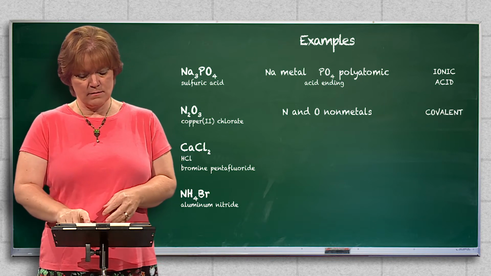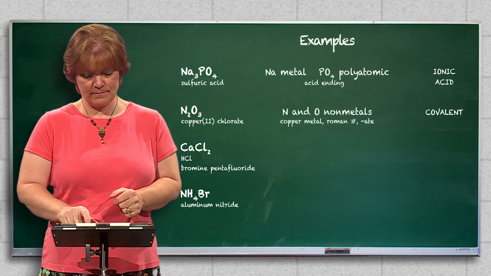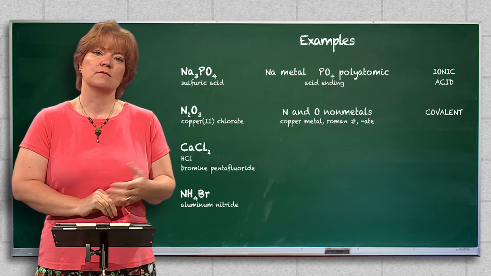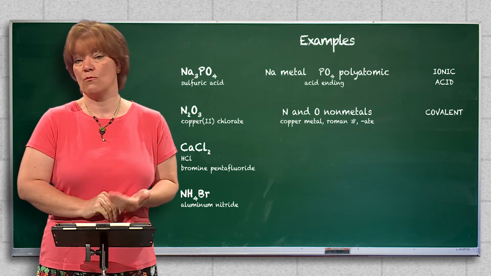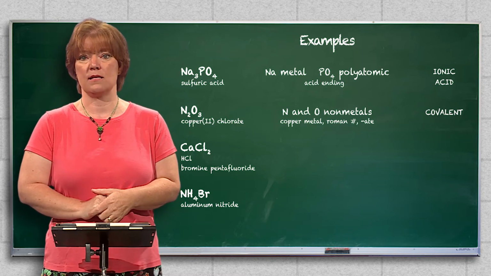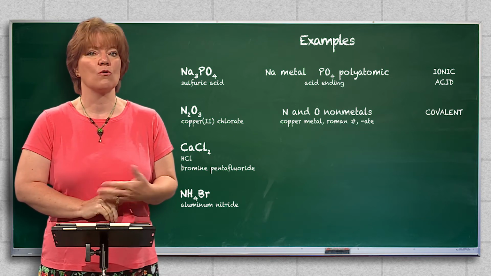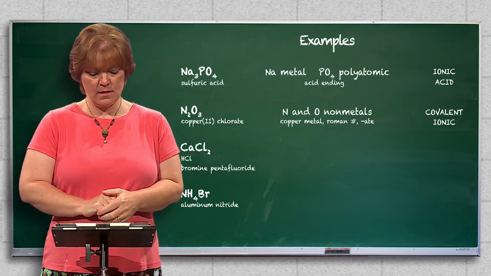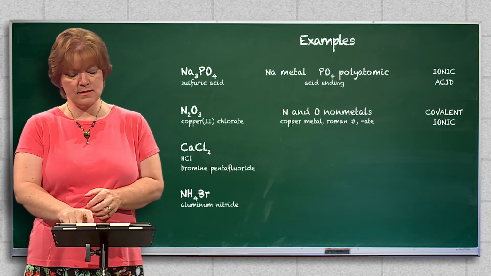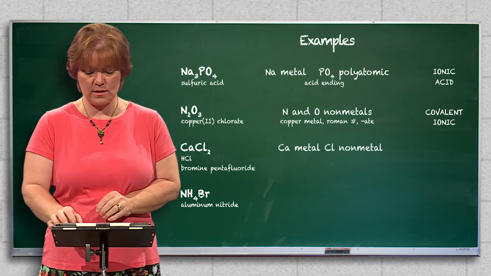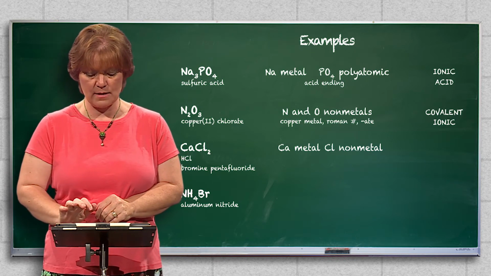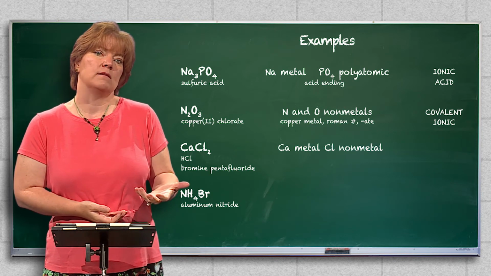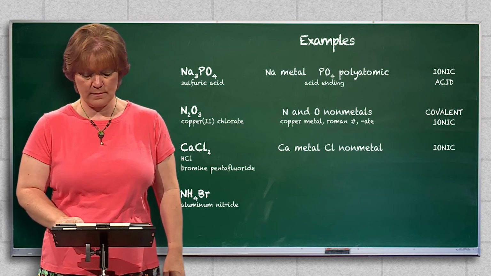Copper(II) chlorate has copper, that's a metal element. It has Roman numerals in it. Anytime you see Roman numerals, it's a dead giveaway that it is an ionic formula. Also, the ending "ate," we're only going to see "ate" and "ite" endings with ionic formulas. So this is an ionic formula. We have CaCl2, and calcium is a metal element. It's one of the elements that appears on the left side of the periodic table. We have Cl, that's a nonmetal. So anything with a metal symbol in it is going to be an ionic formula.